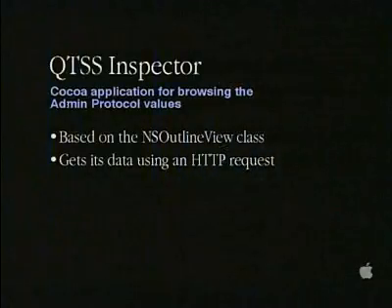This inspector is based on the NSOutlineView class in Cocoa, so if anybody's familiar with Cocoa, they probably already know this. The data source for that outline view gets its data just by performing HTTP requests. It uses the password that I entered when I first started the application as authentication for that. So again, it's just like getting pages out of a web server. Very simple thing to do.